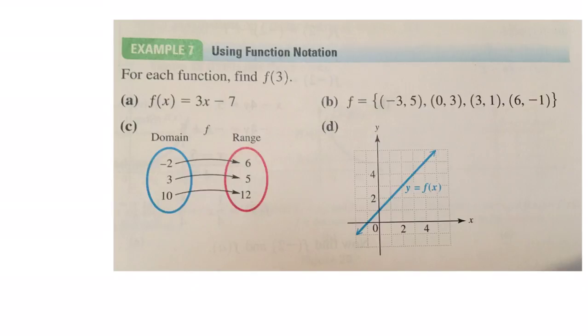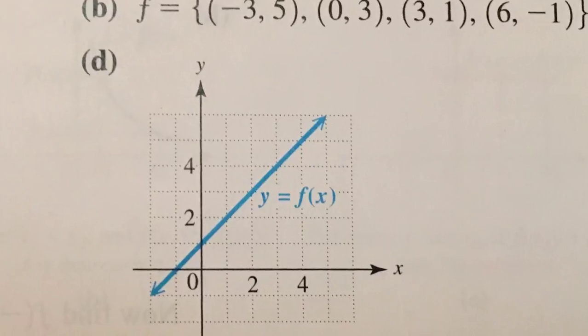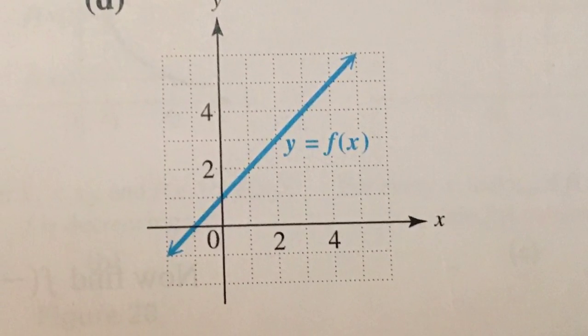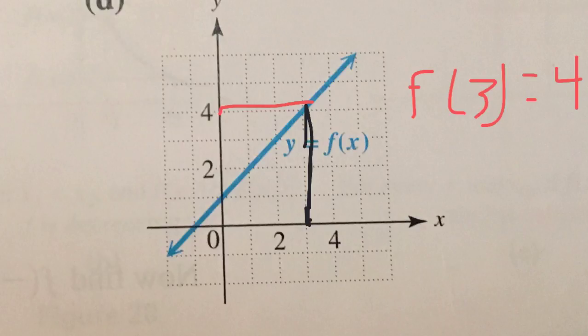And for part D, I'm going to zoom in on that. To find f of 3, you go to where x is 3, and you find where it intersects with the graph. And the corresponding y value would be positive 4. So for part D, f of 3 is equal to 4.